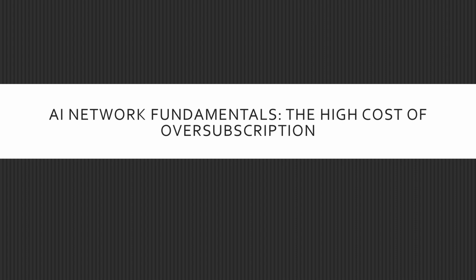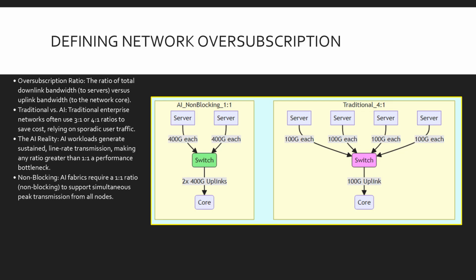Welcome. In this module, we will define network oversubscription and analyze why it is the primary bottleneck to avoid when designing high-performance AI training fabrics. In traditional networking, we often design for oversubscription, connecting 40 servers to a switch that has only enough uplink capacity for 10.